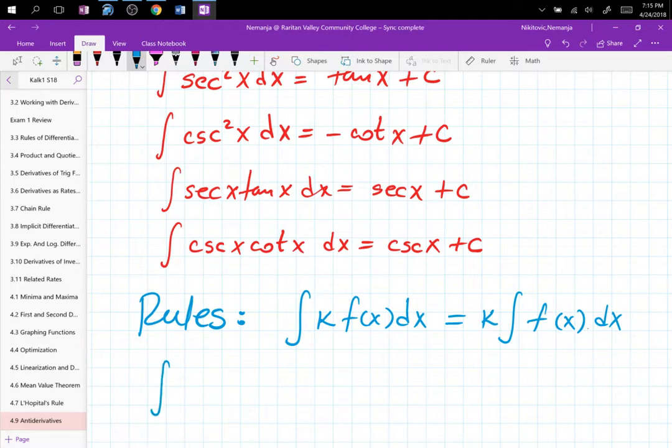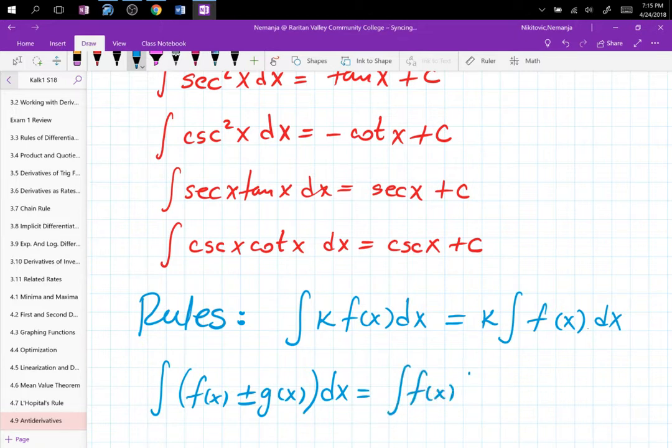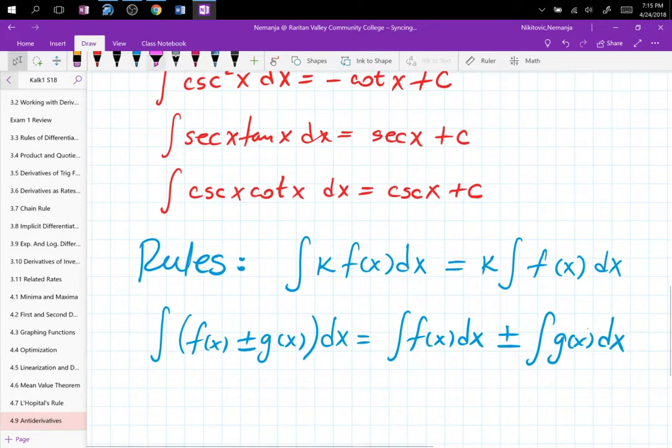So integral of f of x plus or minus g of x, whether it's addition or subtraction, is integral of f of x dx plus or minus the integral of g of x dx. So you get to do them separately. And those are the rules.